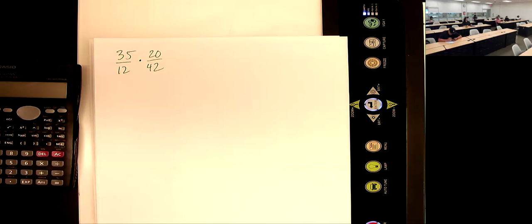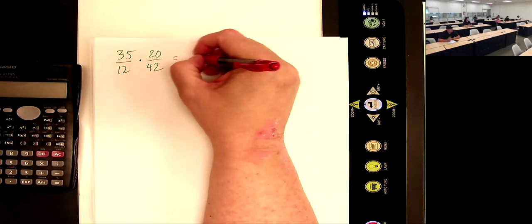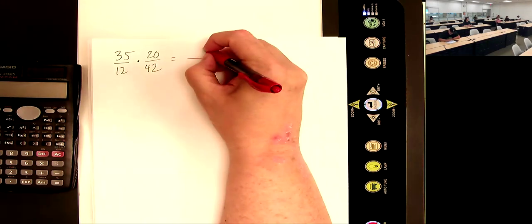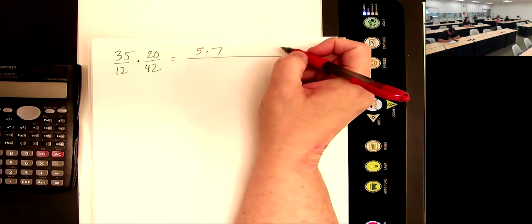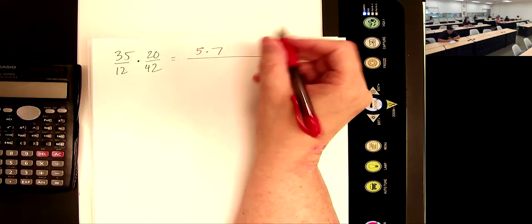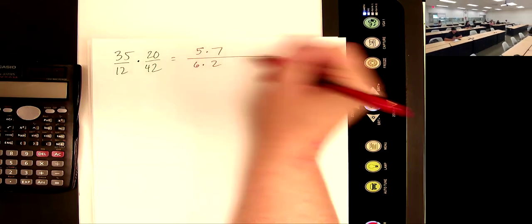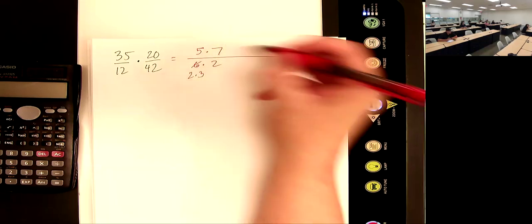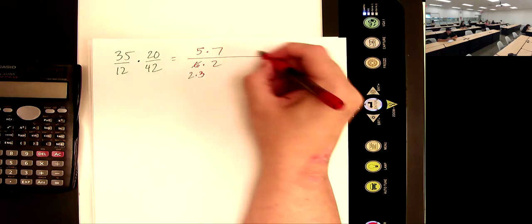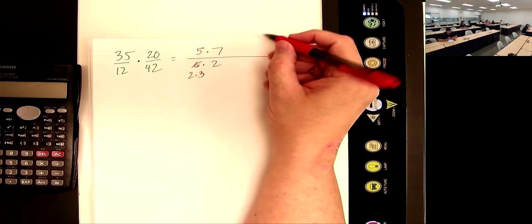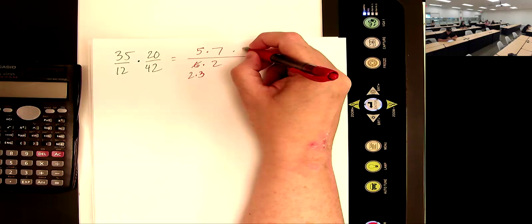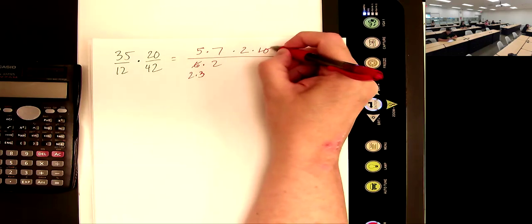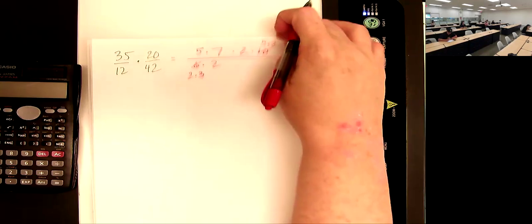I think you're going to get 25 over 18, but let me break this down. What's the 35 break down into? 5 and 7, right? What about 12? 6 and 2, okay. What about 20? 2 and 10? Okay.